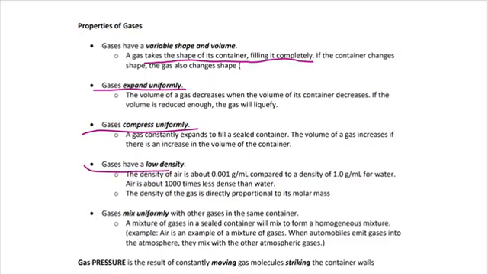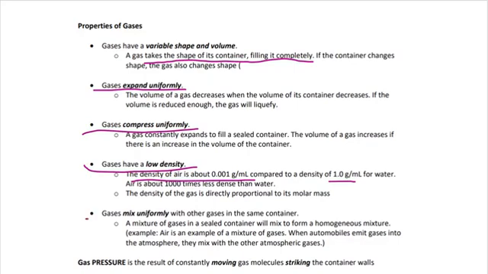Gases have a low density. If you think about density, we know ice has a lower density than water because ice floats on top of water. The density of air is about 0.001 grams per milliliter compared to the density of water, which is 1. So 0.001 is substantially smaller than 1. Air is about 1,000 times less dense than water. And if you think about that, most gases are going to, quote unquote, float, or be above water. So yes, very low density.